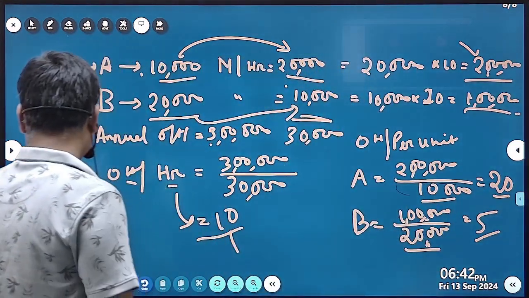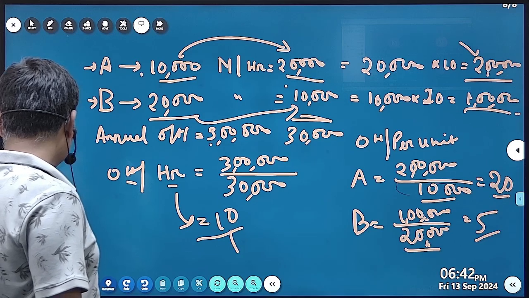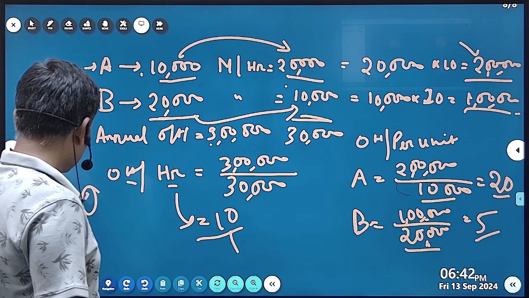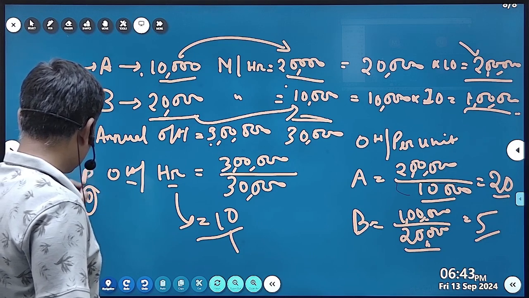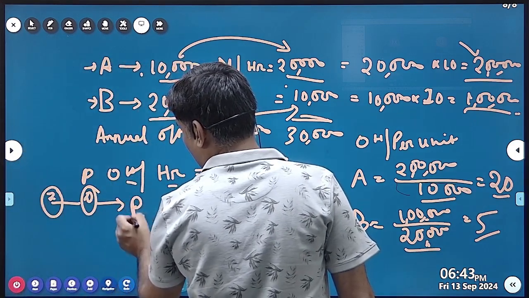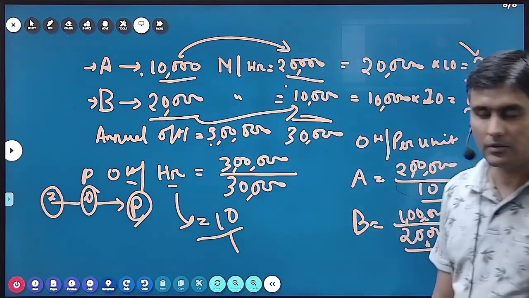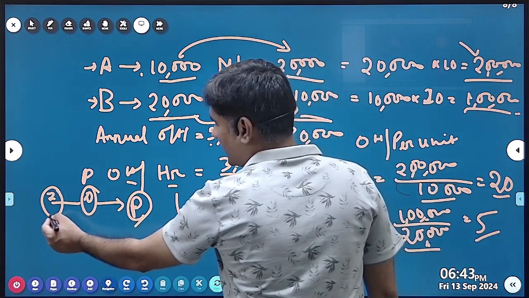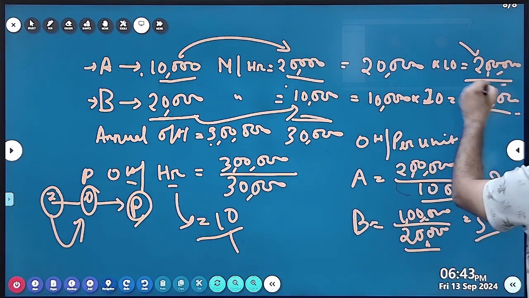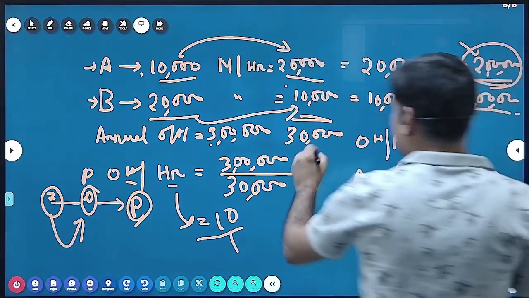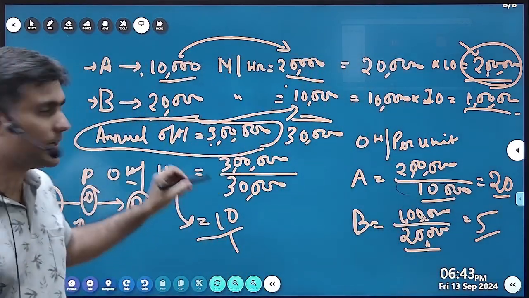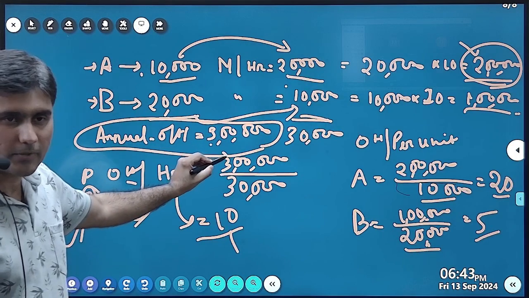If you don't remember, overhead of finance department is allocated to the production department, and then production department to the product. Overhead of finance department allocated to production department. 3 lakhs is the overhead of what? Say finance. In my first example, 3 lakh is the overhead of finance department.